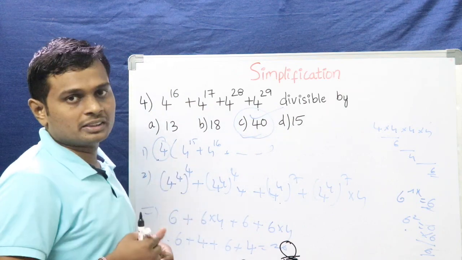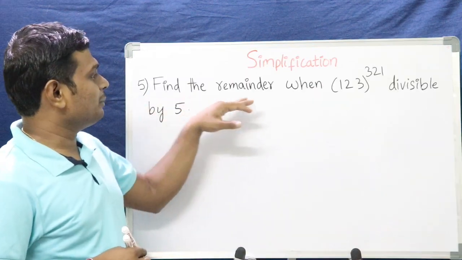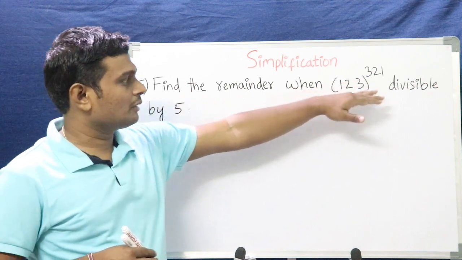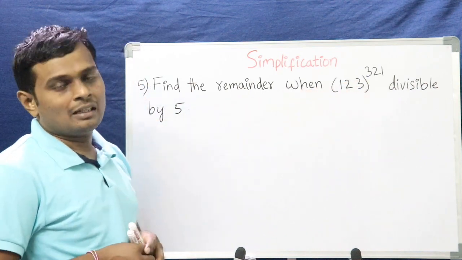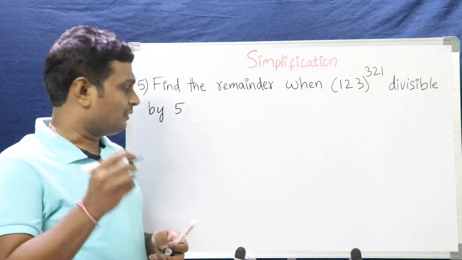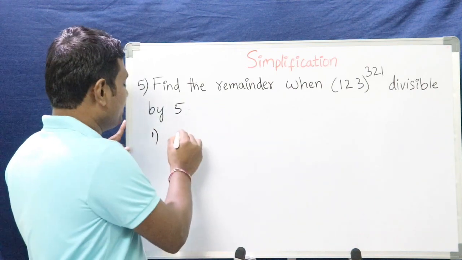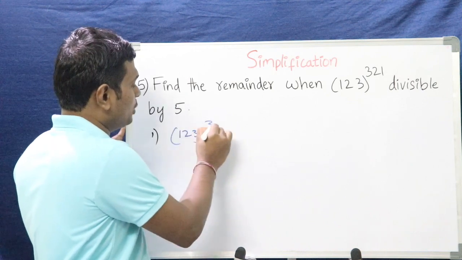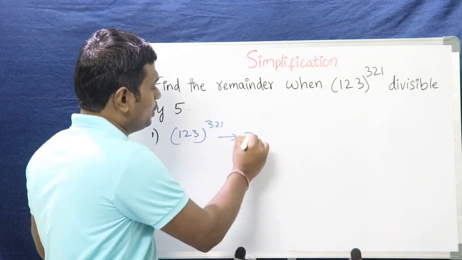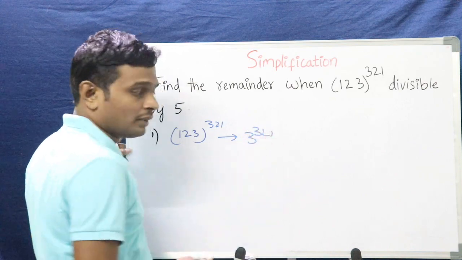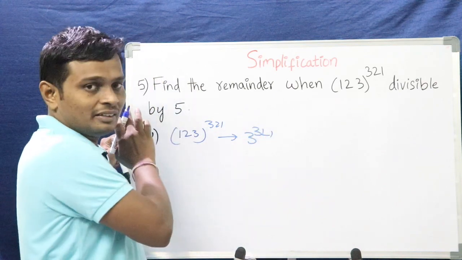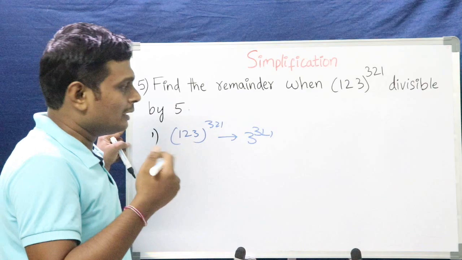Let me take one more example. Okay, let's solve this problem. Find the remainder when 123 to the power of 321 is divided by 5. How we can solve this one? The first step, what we need to do? We need to calculate the unit digit of 123 to the power of 321. That means 3 to the power of 321 we need to find out. Then we can divide it by 5, that is the remainder, right?